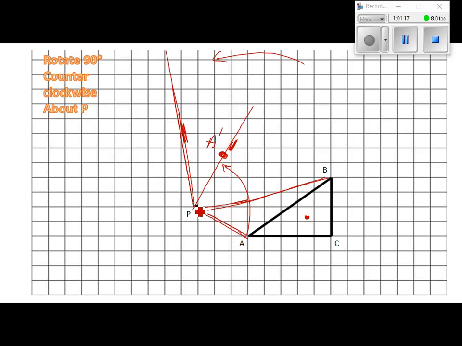Where's B prime going to end up? Somewhere on there. Right? How do we figure out where B prime is at on there? Do we just guess and say, oh, it's right about there? You measure it again. So this time I'm going to use my yardstick.